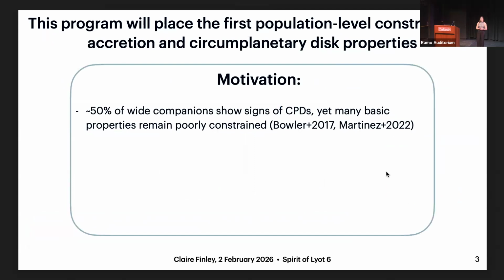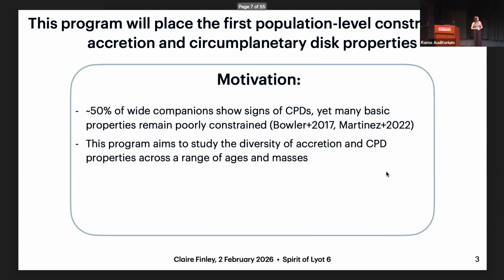Over the past several years, we've had a handful of detections of circumplanetary disks with a reported disk fraction of about 50% for the long period or widely separated planets, yet many of their basic properties remain poorly constrained. So to remedy this, we launched a program to study the diversity of accretion and circumplanetary disk properties over a range of ages and masses, along with whether there's any correlation between accretion properties and disk properties. And we aim to do this for the first time at a population level with a uniform framework.